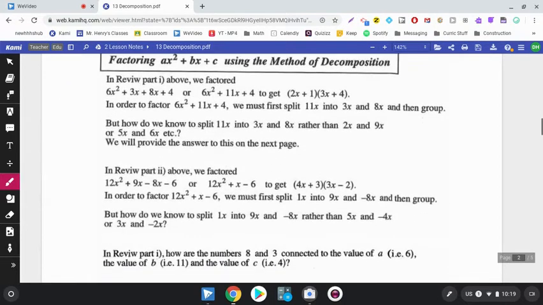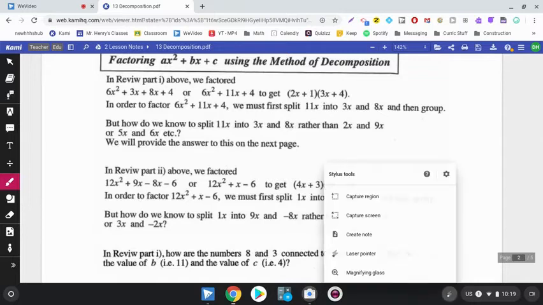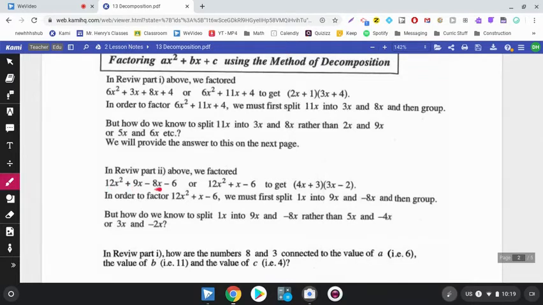Okay, same thing for part 2, right? That was 12x squared plus 9x minus 8x. Well, if you combine your middle terms, 9x minus 8x is just plus x. So why did we decide to go with 9 and negative 8? Why was that what we chose to split it into?